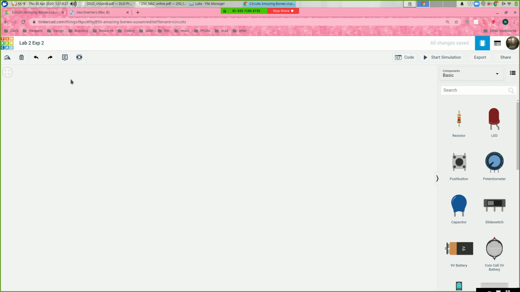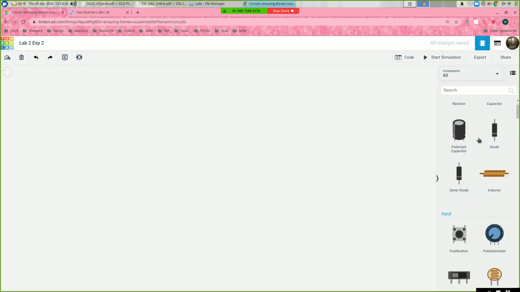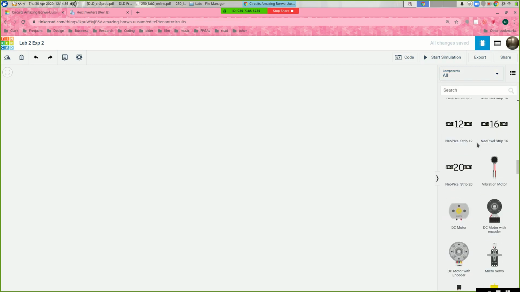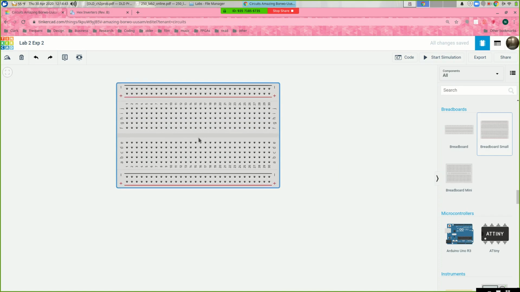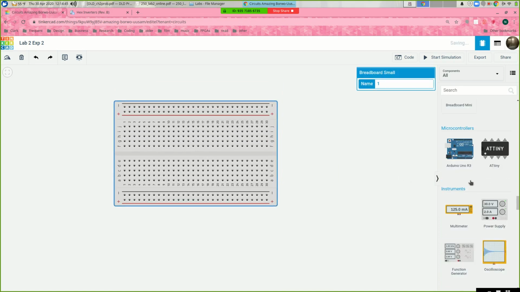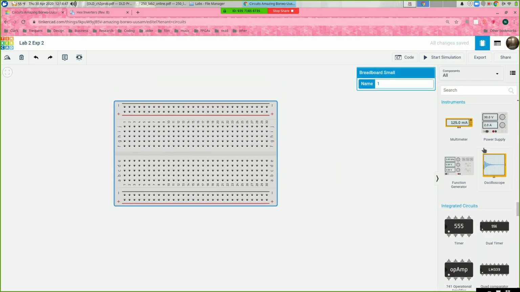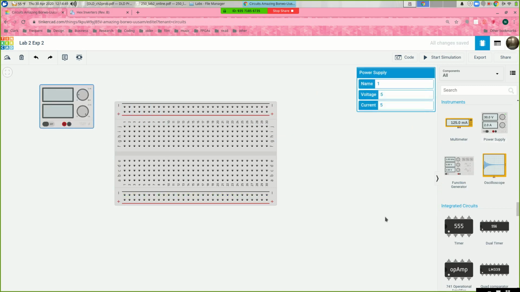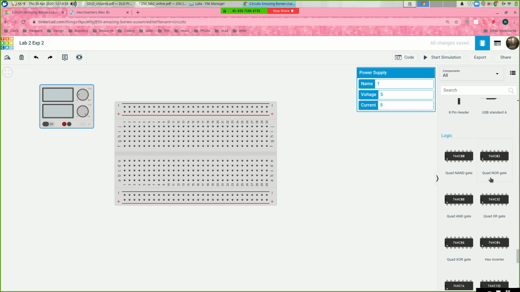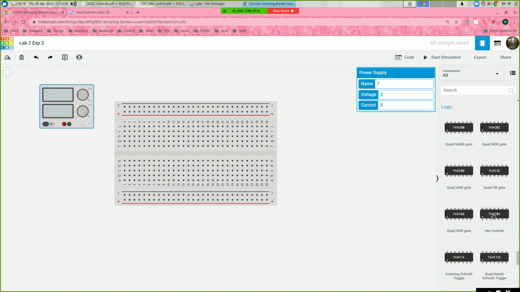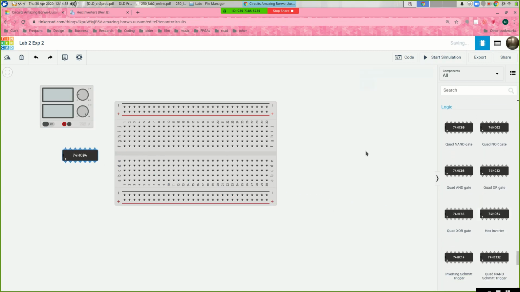All right, so let's go ahead and build this. Over here on components, click that and say all. That's how you get all of your chips and all the good stuff. Let's find what we need. I'm going to pull a breadboard over. I think a small one will be big enough for this. I'm going to need a power supply, and we're going to need a 7404, so all the way down to the bottom, hex inverter 74HC04.